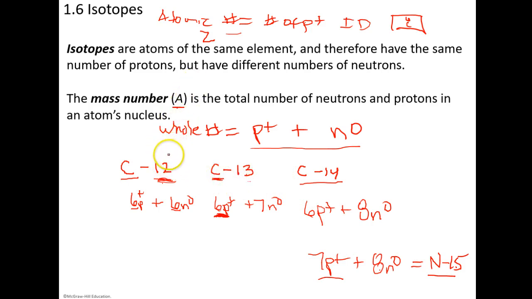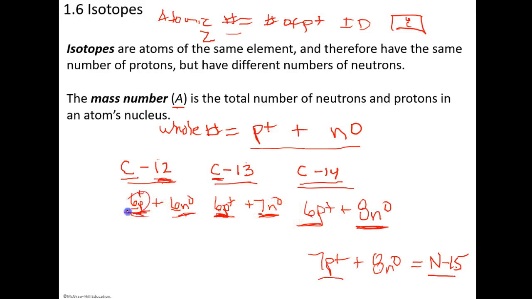All right, so what's an isotope? These are isotopes of each other. All 3 of them are carbon, but they aren't exactly the same form of carbon. You remember Dalton said that atoms from the same element are identical? Well, that's not true. They're identical in the number of protons, but they are not identical in what? Hopefully you said the neutrons.